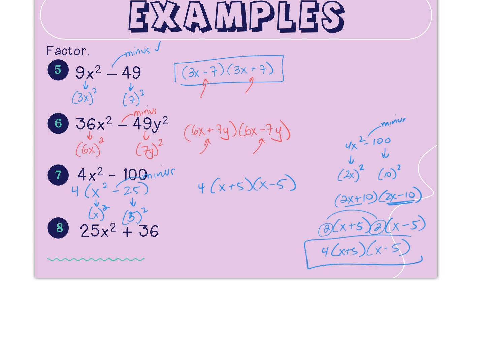And notice the answer is the same, but it was a lot more work to factor it out from here, in my opinion, than it was from the original. So again, I suggest you always take the GCF out from the very, very beginning.